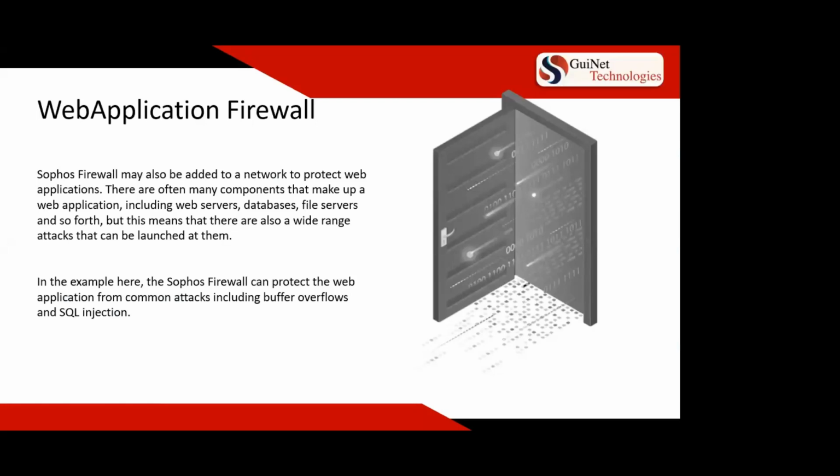Sophos firewall may also have been added to your network to protect your web applications. There are often many components that make up a web application, including web servers, databases, file servers, and so forth. But this means that there is also a wide range of attacks that can be launched at them. In this example, Sophos firewall can protect the web application from common types of attacks, including buffer overflow and SQL injections. So we will deploy this in our lab also.